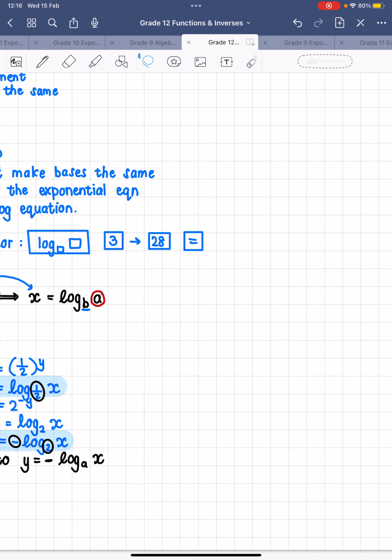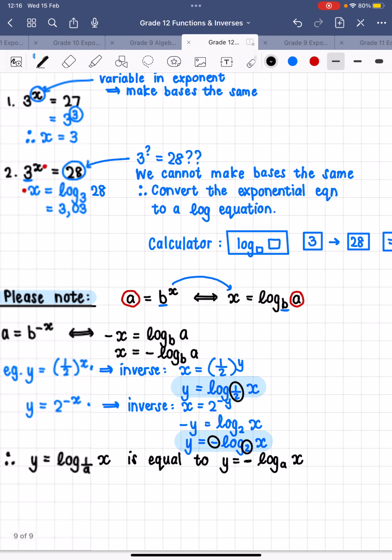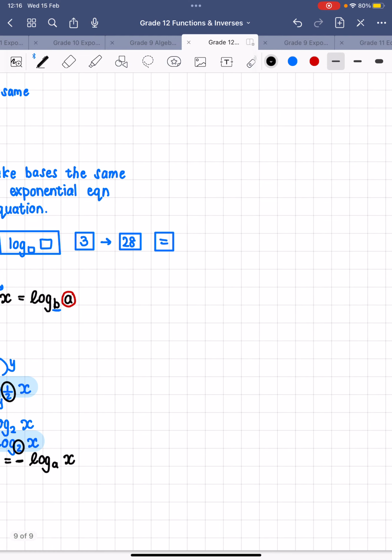The last thing that we are going to write down about logs for today is that if you have something like this, a is equal to negative b to the power of x, we do sometimes get exponential equations like this. For example, y is negative 2 to the power of x, right? So where you have a minus 1 there in front.